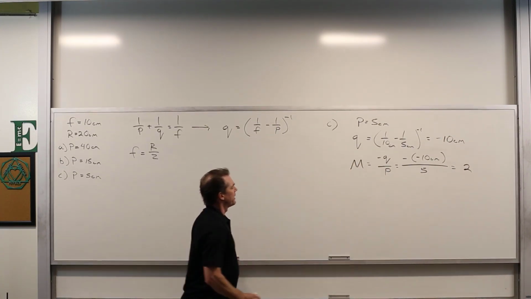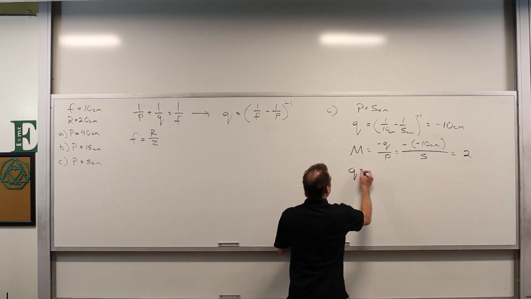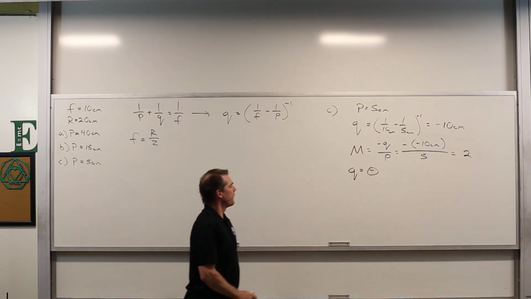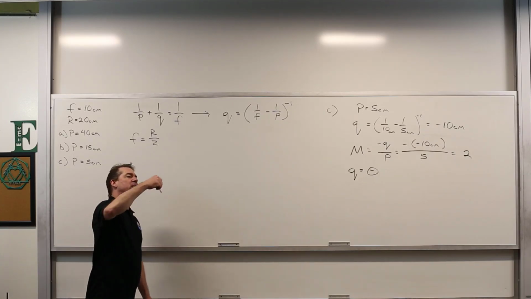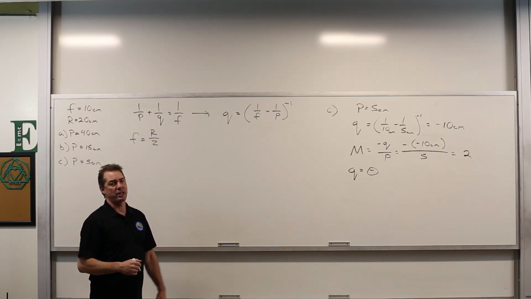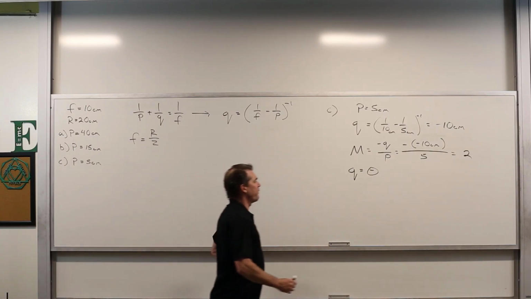So what do we get with this? We have the Q's negative. That means that the image is on the back side of the mirror. Light can't physically exist on the back side of the mirror after the interaction. So what happens? This has to be a virtual image.